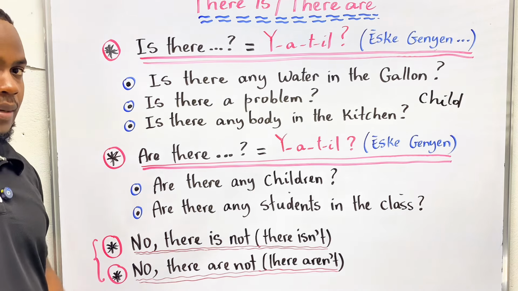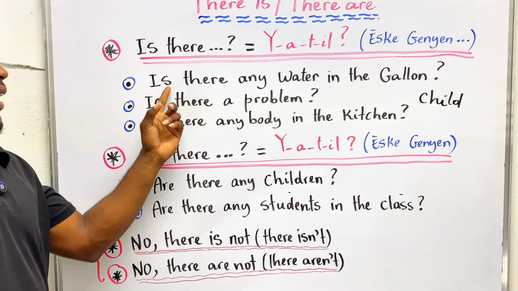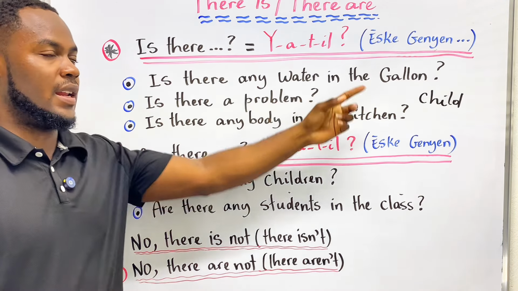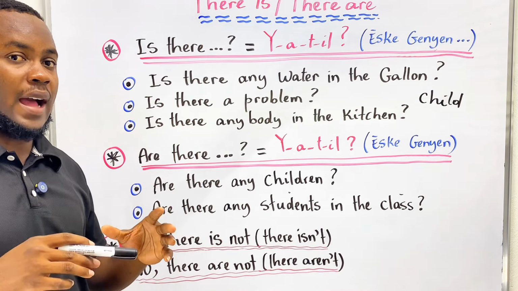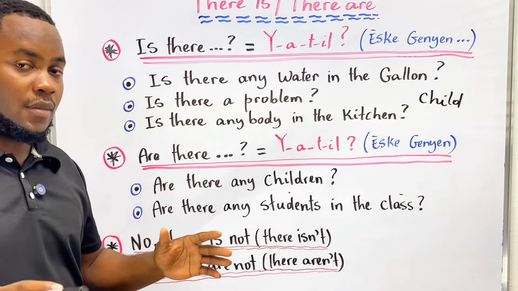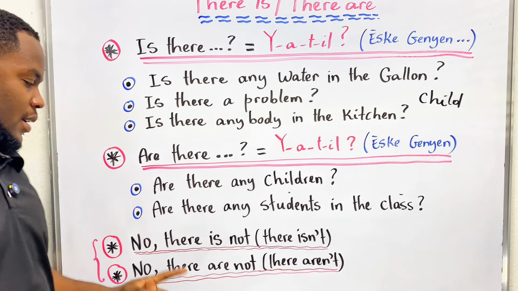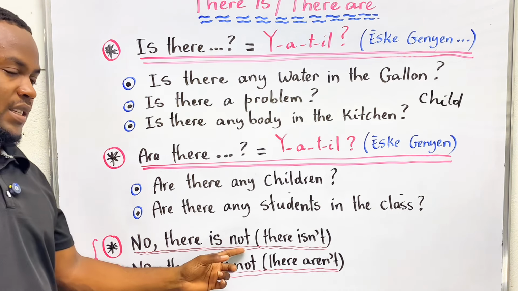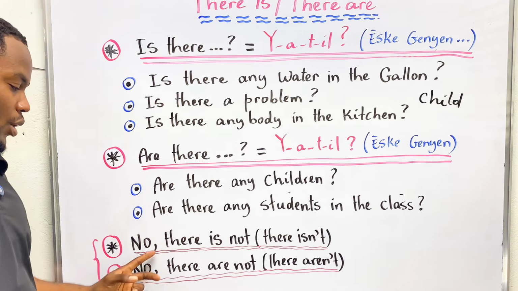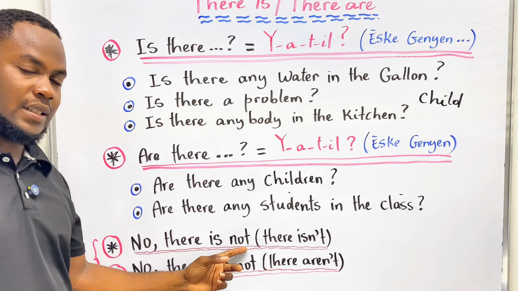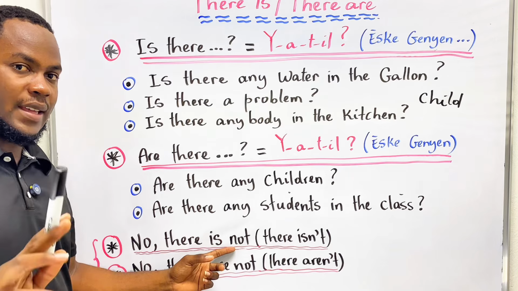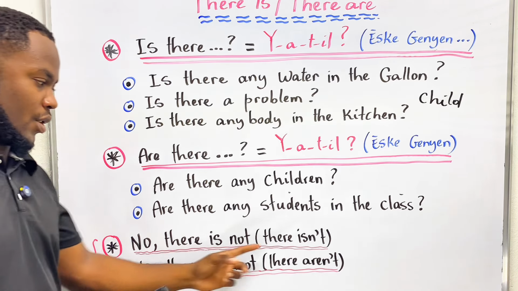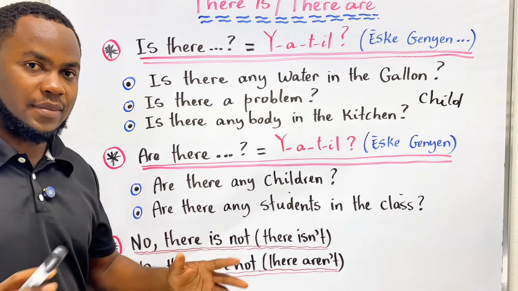Okay? Let's take an example. If they say, is there any water in the gallon? If I know, I'm sure, I confirm there is no water, I could say, no, there isn't. Listen, no, there is not. Repeat after me. No, there is not. No, there isn't. That's the same thing, okay?